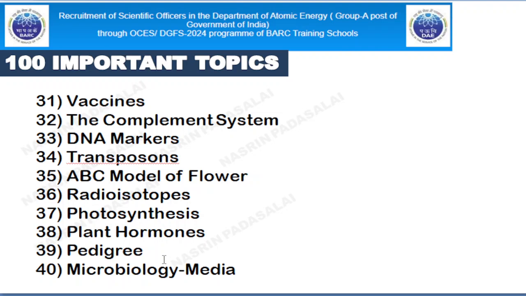You need to know the types of DNA markers, which is a codominant marker, which is a dominant marker, and all those things with the gel pattern. Next is transposons: DNA transposon, RNA transposon, Ac element, Ds element, hybrid dysgenesis, all those things. Next is the ABC model of flower. Again, last year one question came. So every year you can expect one question from this ABC model of flowering.